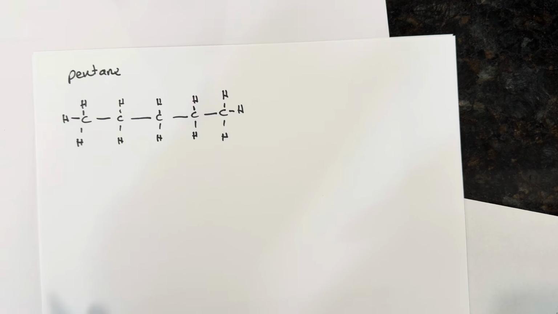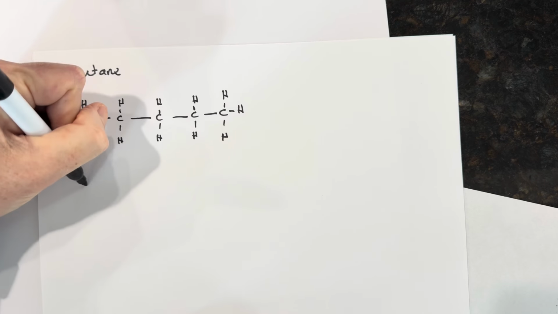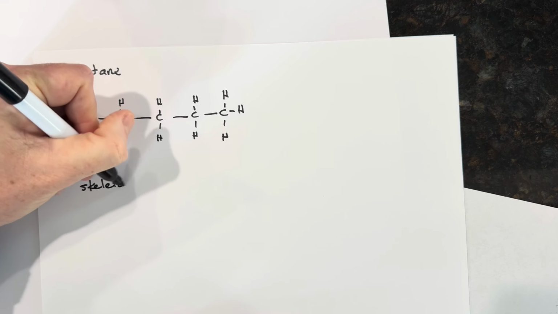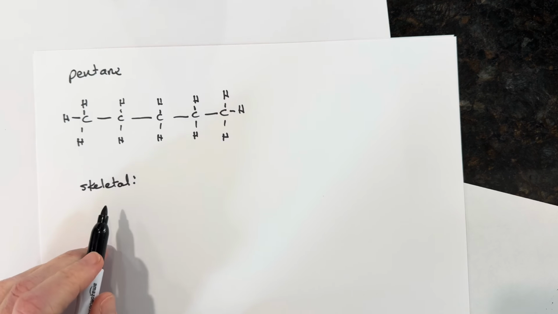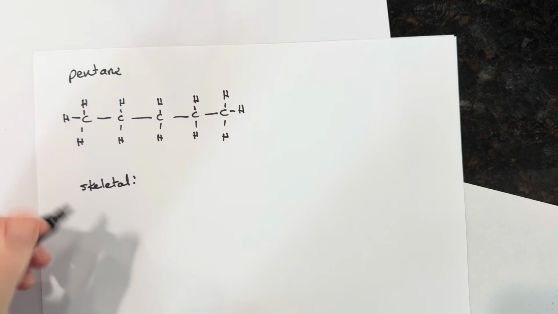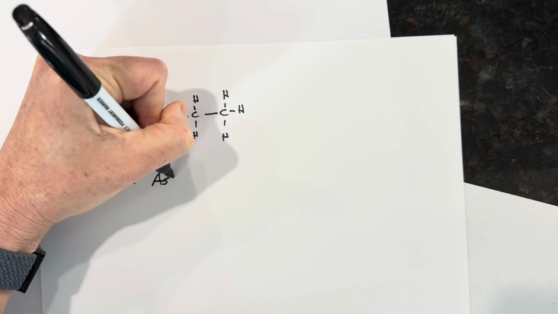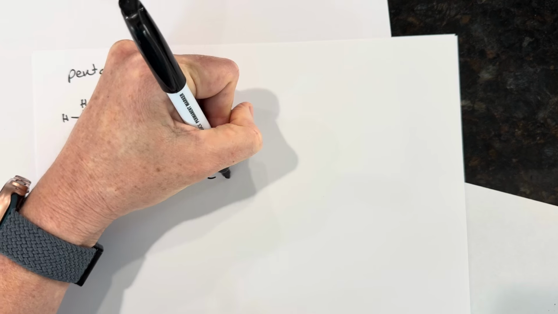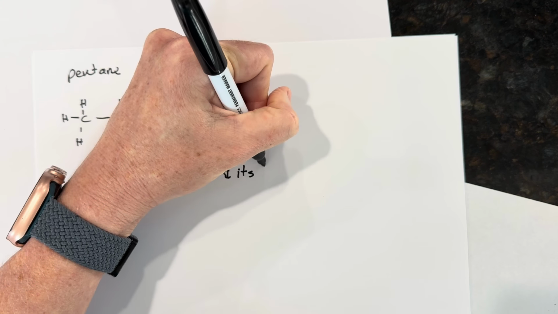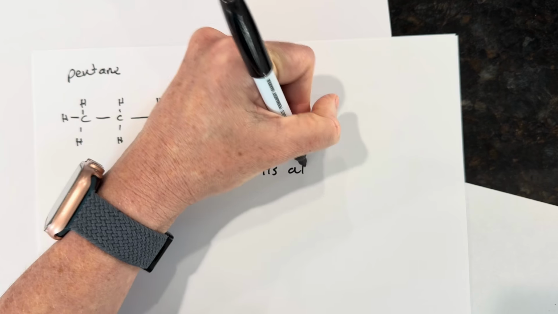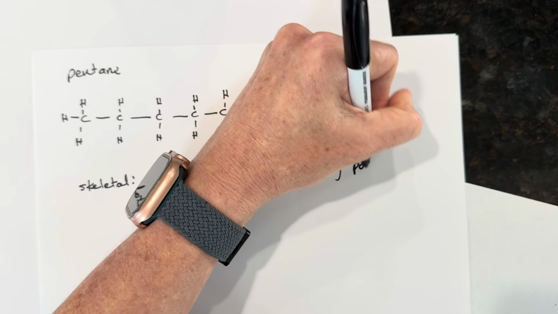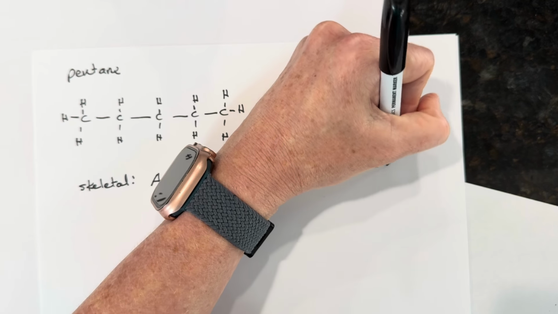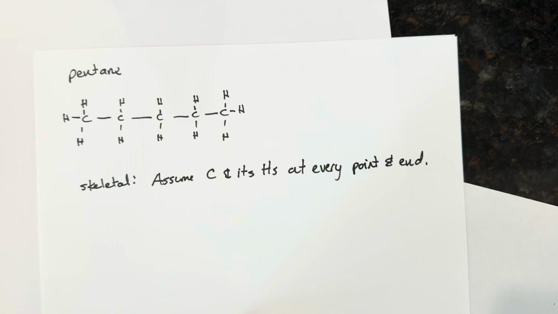Now that we're feeling okay so far, hopefully, I'm going to introduce something else, and it's called skeletal structures. Skeletal structures are what we're going to be using for the vast majority of OChem. What skeletal structures do is, because carbon is so important, you assume a carbon and all of its hydrogens at every point, like every vertex and end. That might not make any sense, but let me give you an example.